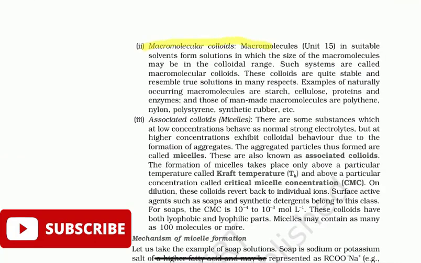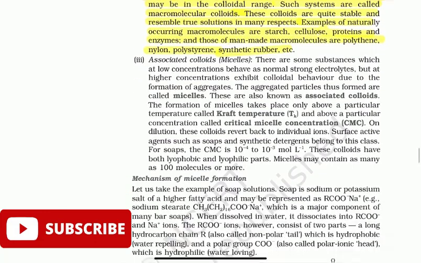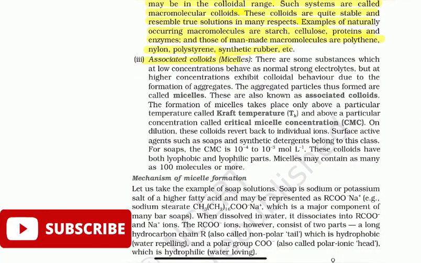Macromolecular colloids. Macromolecules in a suitable solvent form solutions in which the size of the macromolecules may be in the colloidal range. Such systems are called macromolecular colloids. These colloids are quite stable and resemble true solutions in many respects. Examples of naturally occurring macromolecules are starch, cellulose, proteins, and enzymes, and those of man-made macromolecules are polythene, nylon, polystyrene, synthetic rubber, etc.